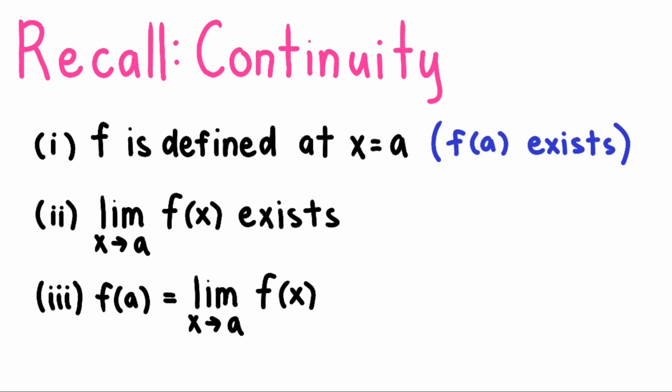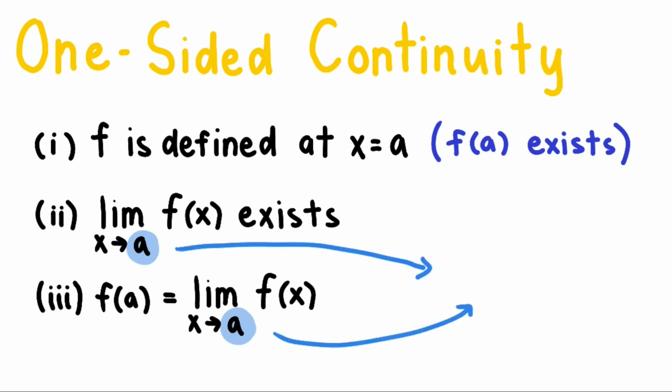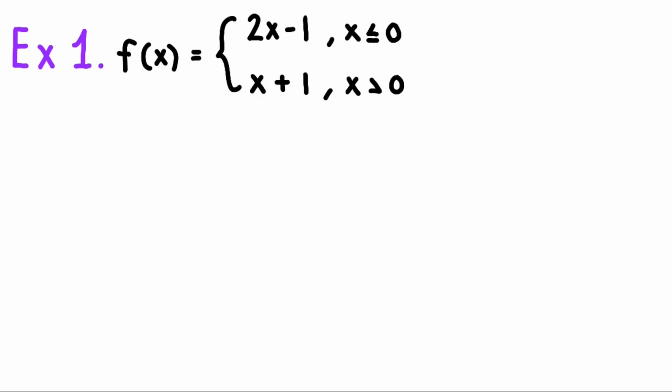So in this video, we'll be discussing the concept of one-sided continuity. The conditions are the same except that we replace x approaching a with x approaching a from the left or a from the right. So it's like taking one-sided limits instead of just the limit. To understand this better, let's have some examples, starting with the first example.